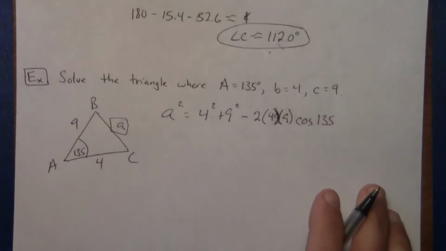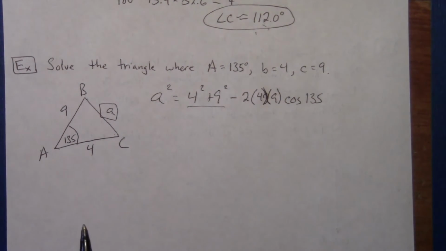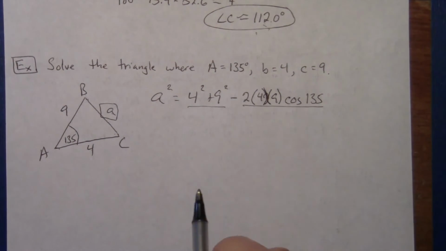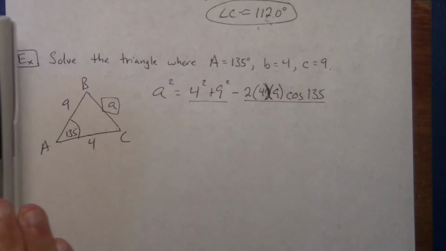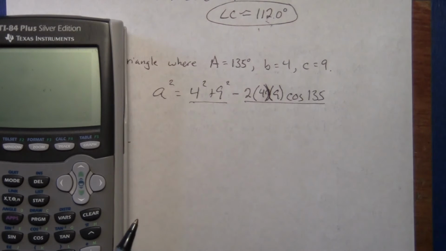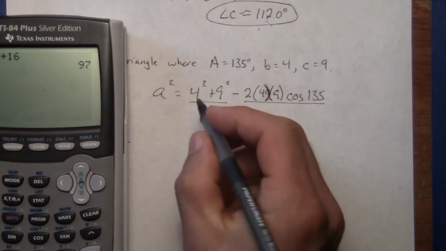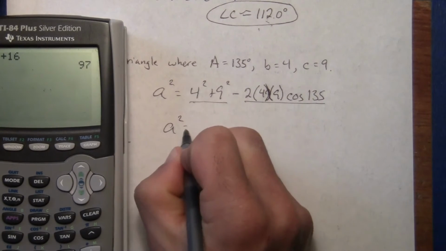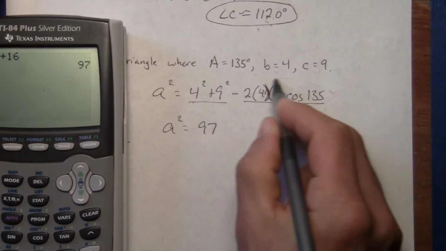And then please show your work like I asked you in class. Go ahead and add those together, figure out what that is, and tell me what it is. And so I've got 16 plus 81, and looks like that's going to give me 97, so A squared is equal to 97. Go ahead and type this in.